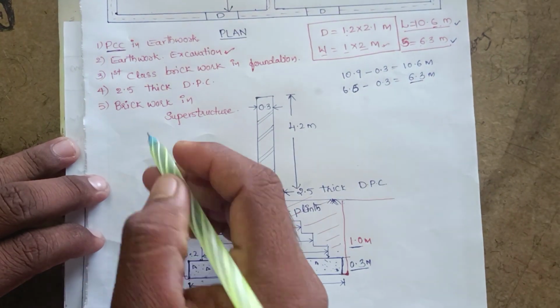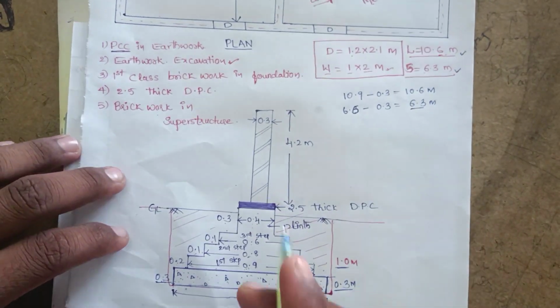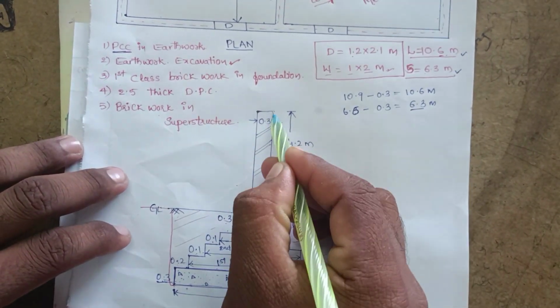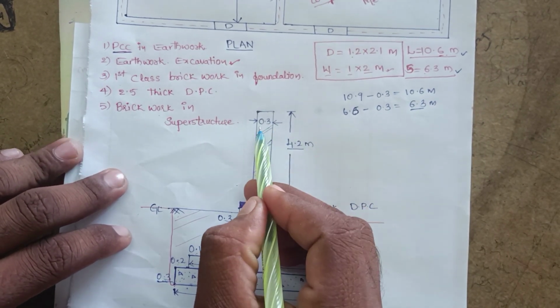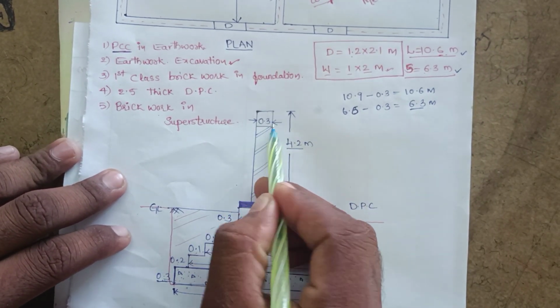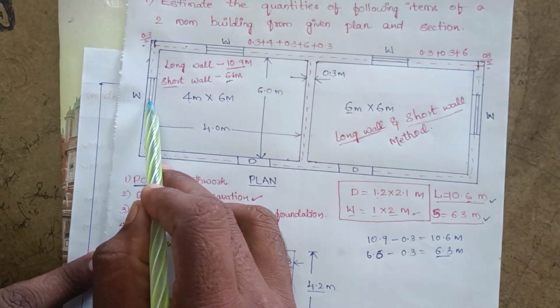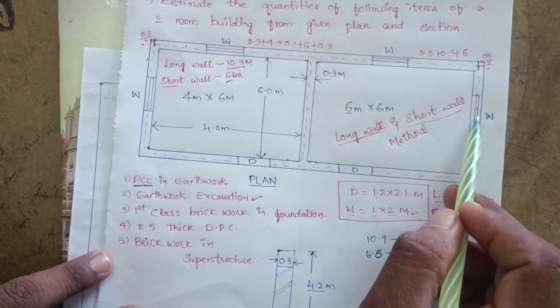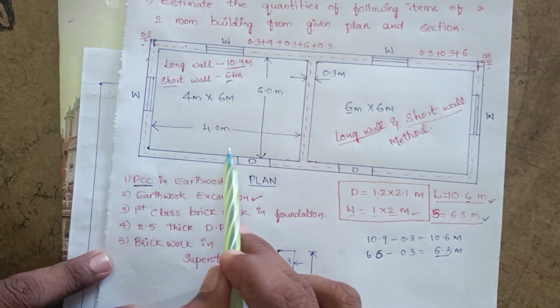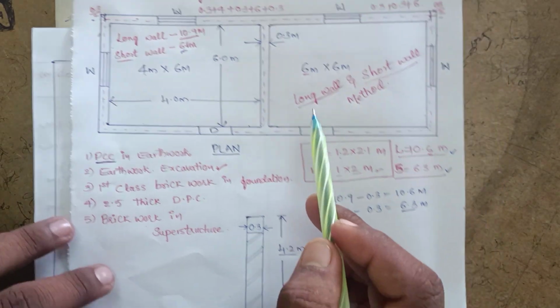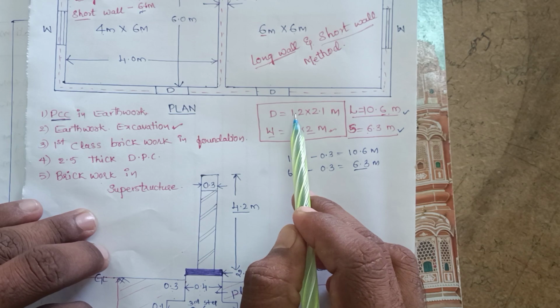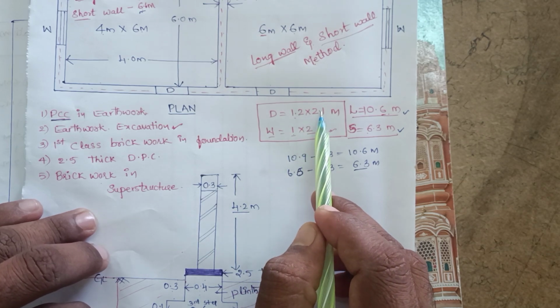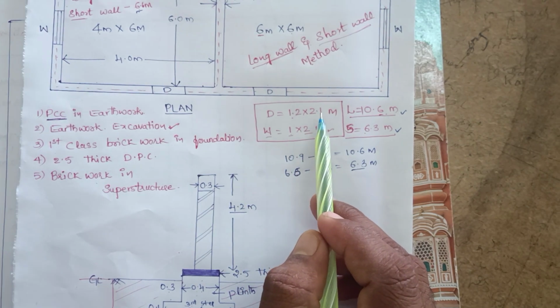Now we will calculate the brickwork in superstructure. We need to calculate this. The height of the superstructure is given as 4.2 meters and the width of the wall is 0.3 meters. There are 4 windows and 2 doors. The size of the window is given as 1 by 2 meters and the door is 1.2 by 2.1 meters.